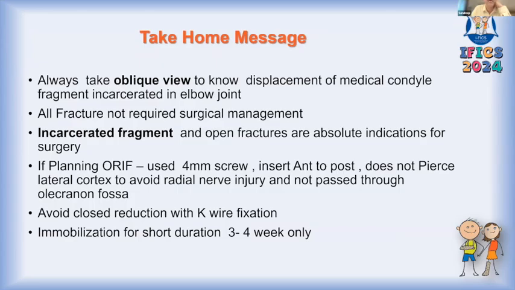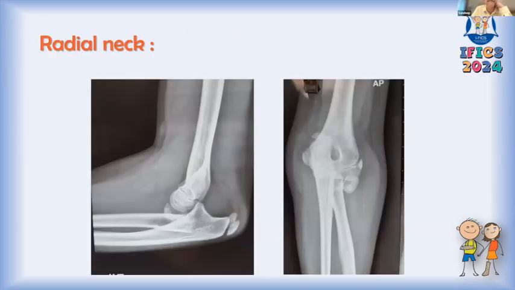The message is also to take an oblique view to know whether the fragment is entrapped, because an AP or a lateral view may not actually reveal the entrapped fragment, and a CT scan or an MRI should be done. Let's move on to the second elbow dislocation that I showed you.